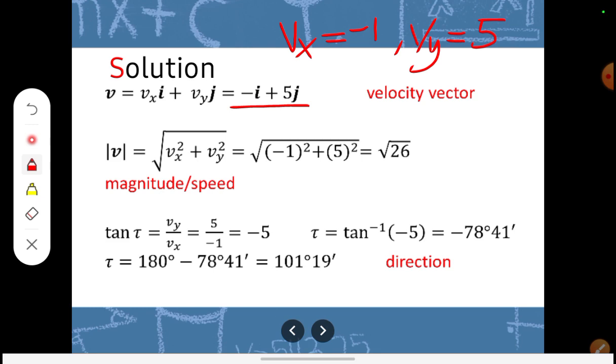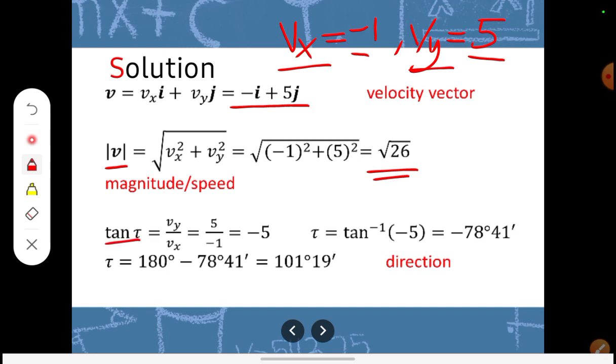And for the magnitude or the speed, the magnitude of v is equal to the square root of v sub x squared plus v sub y squared. Again, we substitute the values of v sub x and v sub y, negative 1 and 5 respectively. So we will get the square root of 26. This is the magnitude or the speed. And lastly, we will solve for the direction.